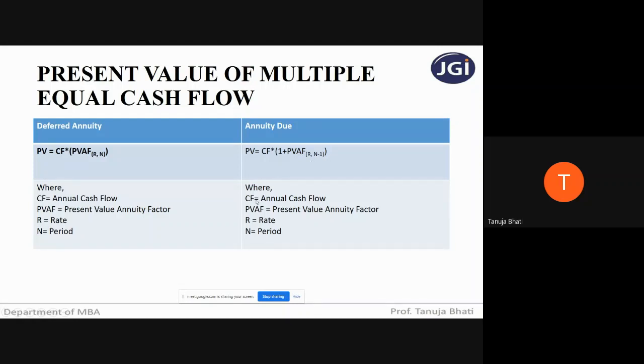Again, what is CF? It is annual cash flow. PVAF is present value annuity factor, R is the rate of interest, and N is the number of periods or number of years. So for annuity due, only you have to add 1 to PVAF and minus 1 from the number of years. That is the only difference in the formula between ordinary annuity and annuity due. So this particular formula is to be used when there are multiple cash flows which are equal and you have to find out the present value.